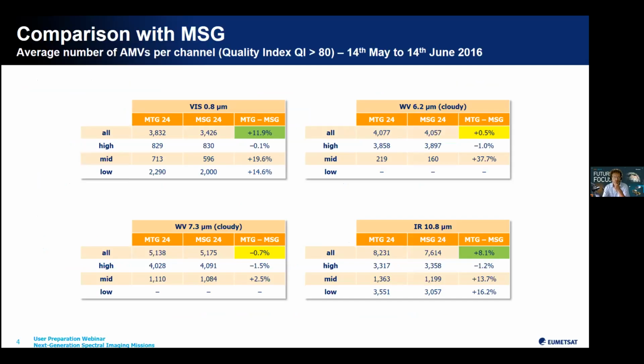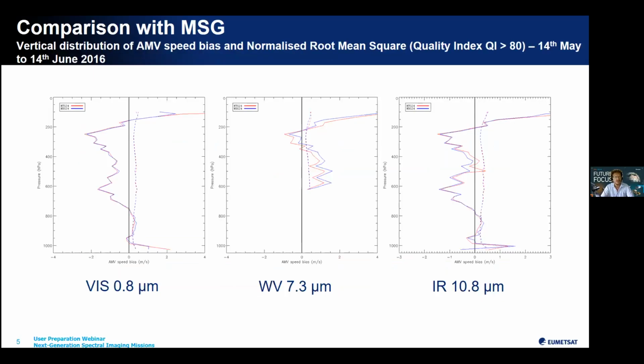This slide summarizes some comparison for the performance of the algorithm against current operational code. We show on this slide the average numbers of AMV per channel for winds that have been set with a QI quality index larger than 80. And you can see that slightly more AMVs are extracted, especially in visible channel and in the infrared window channel for MTG processor. I do not insist on that.